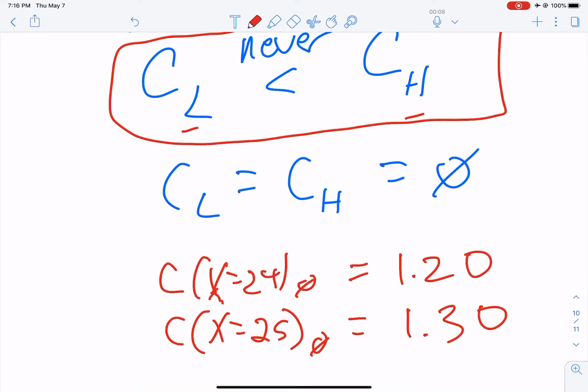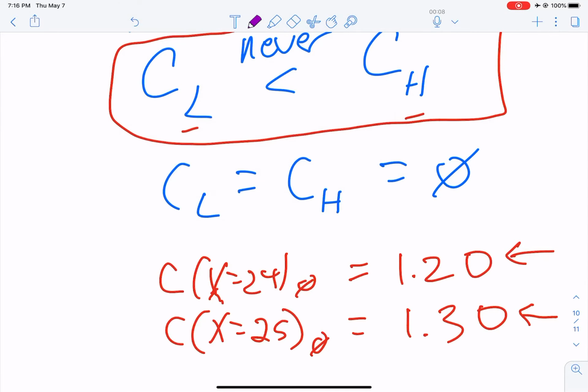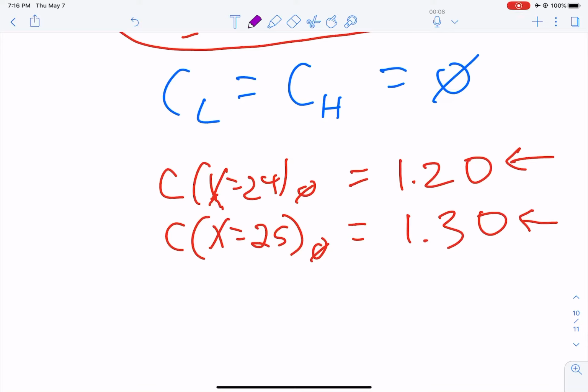Think about what we have here. We have the price of a contract that enables us to pay $24 a share, costing $1.20 on a per share basis. At the same time, a call option that guarantees you the right to pay 25 is more expensive. At first glance, it doesn't appear appropriate, and it's not. But let's prove why. In other words, what would you do if you saw these prices?